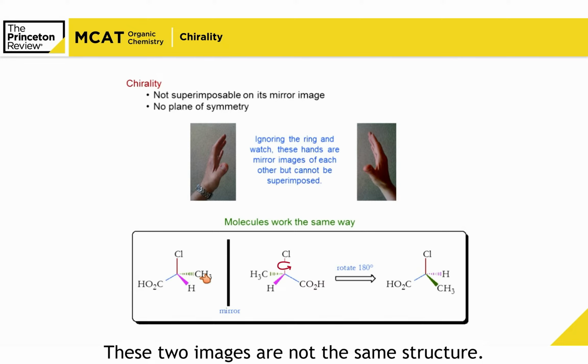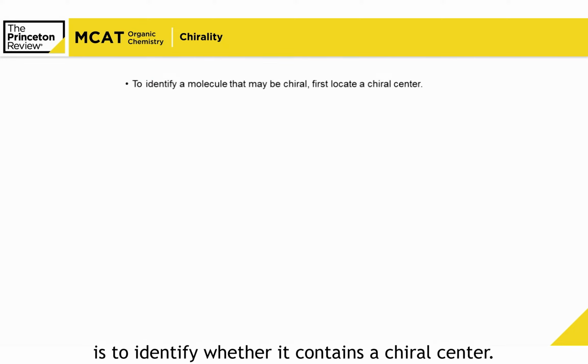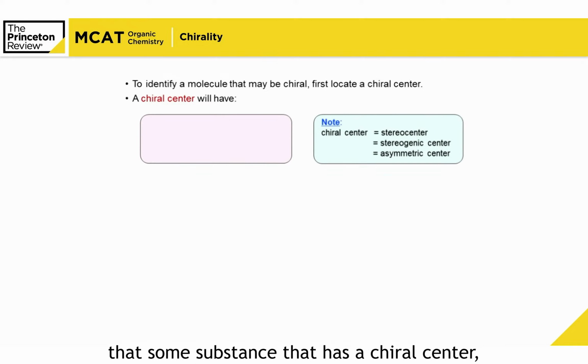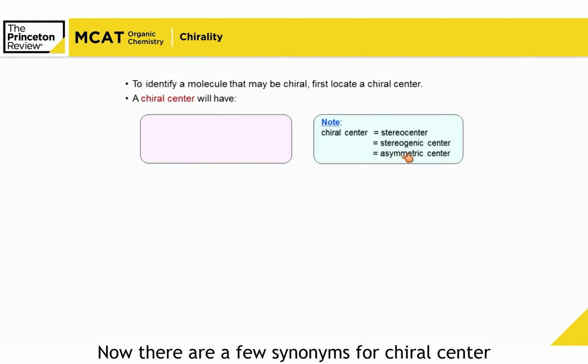Now, the easiest way to identify at a quick glance whether something is or is not chiral is to identify whether it contains a chiral center. And it's almost always going to be the case that some substance that has a chiral center will be a chiral molecule itself. Now, there are a few synonyms for chiral center that you might come across on the MCAT, so take a look at those here.